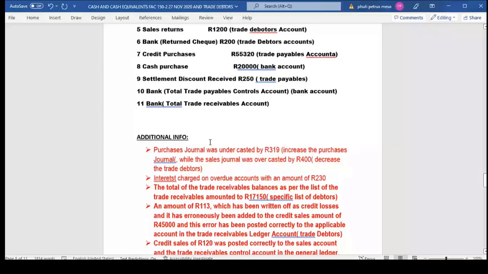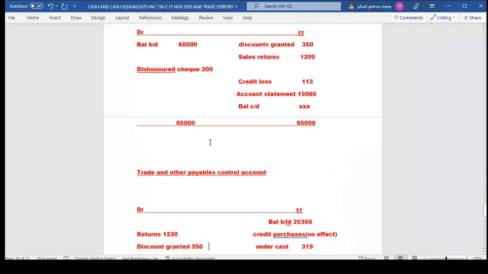Alrighty, this is the dishonored check. So this person has been trying to pay us, only to find out that he doesn't have enough funds in his bank account. So that means that his debtors account is still going to grow. It's not going to change. That's why you see it on the debit side with an amount of 200. So even if the check bounces, it still increases our asset? No, it actually doesn't increase. Let me tell you why.